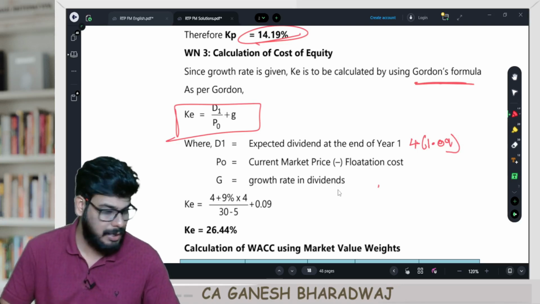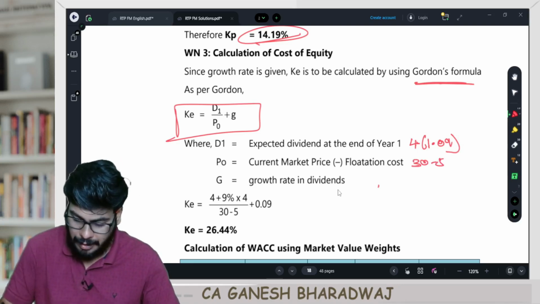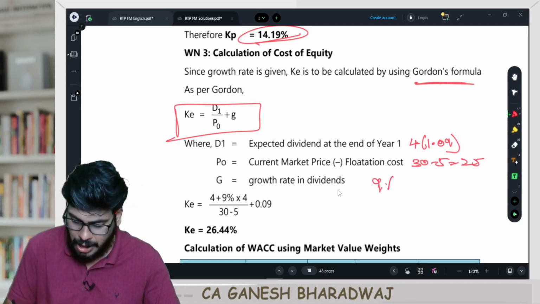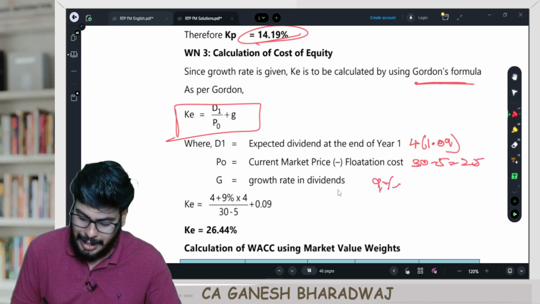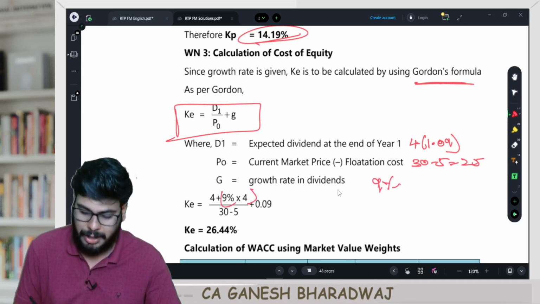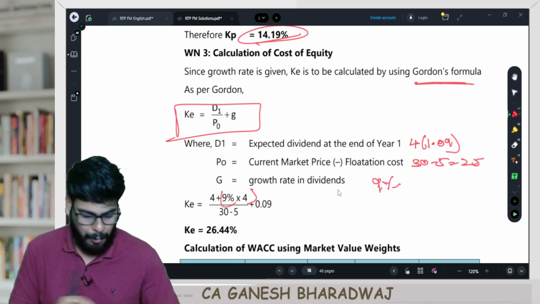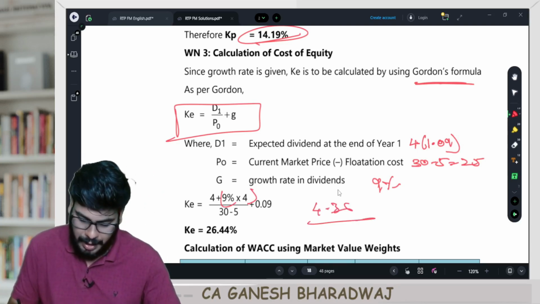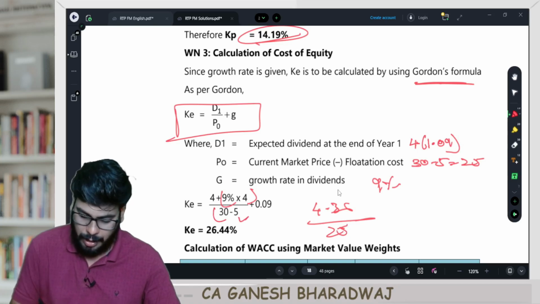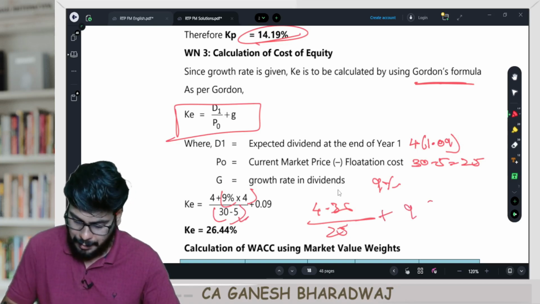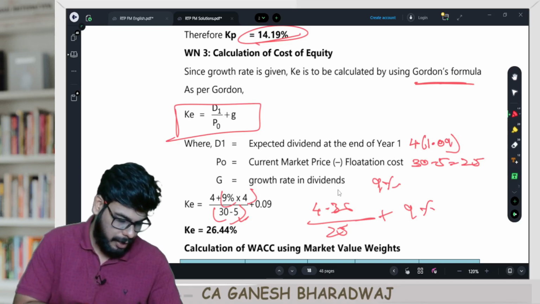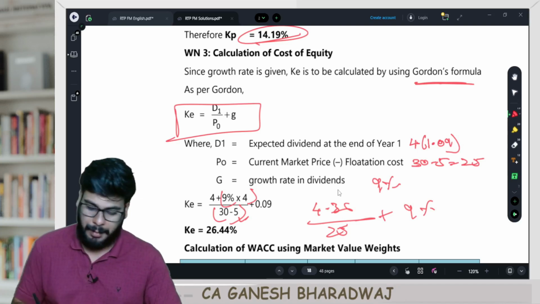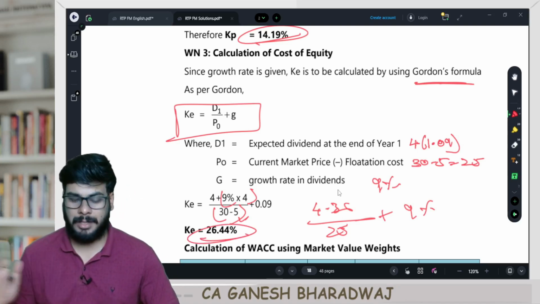Right. P0, how much is that? It's going to be 30 minus 5. That's going to be 25 rupees. And G is going to be how much? G is given as 9%. Right. So you substitute this. D1 is equal to 4 plus 9% of 4. That's nothing but 4 into 1.09, you get how much? 4.36 divided by 25. That's your D1 by P0, which is 17.44%. 17.44% plus 9% gives you 26.44%. Are you clear with this?